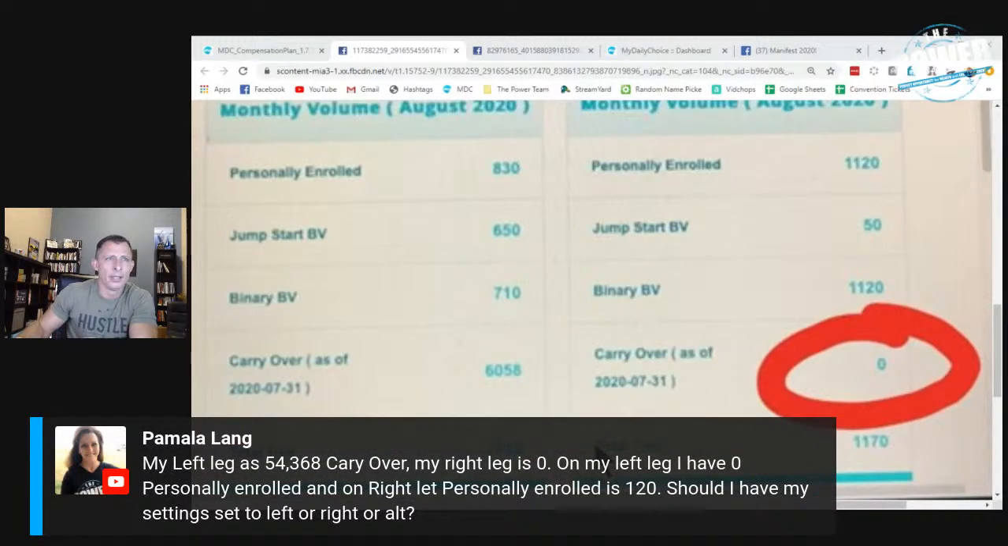Okay. Pamela says, my left leg has 54,000 in carryover. Very nice, Pamela. My right leg is 0. On my left leg, I have 0 personally enrolled. On my right leg, personally enrolled is 120. Should I have my settings to left or right? I love this. Great. Let me answer the question for you.